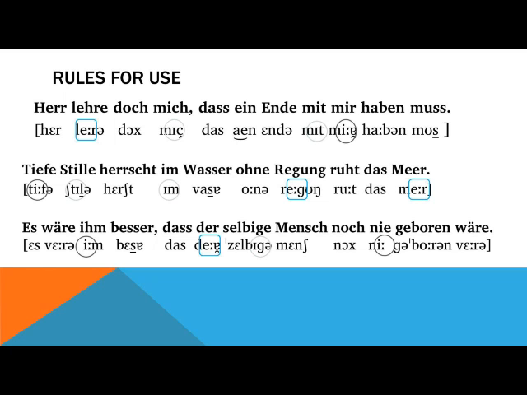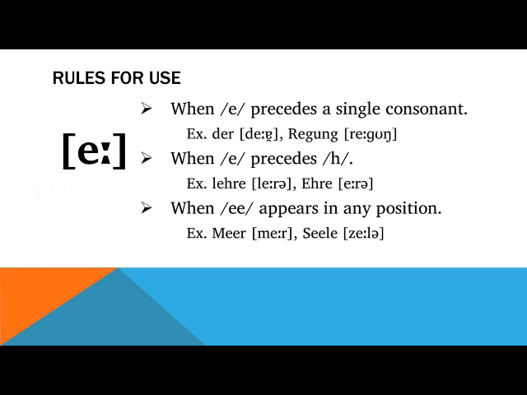So here we have all our rules. When the written E precedes a single consonant, as in the word der and Regung. When the written E precedes H, as in lehre and ihre. And whenever we have a written double E, whenever that appears in any position. So Meer and Seele.